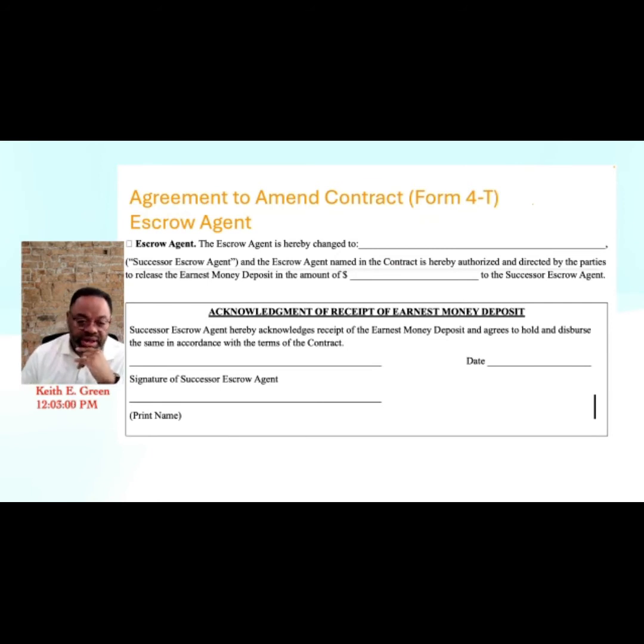Regarding the contract as well, they really wanted to speak to escrow agents. So if you're changing the escrow agent, they gave an opportunity for you to put who it's being changed from and to, how much it is, and that the person receiving it is acknowledging that they received it. Okay, and that's going to be on the agreement to amend contract. It's a new section that was added.